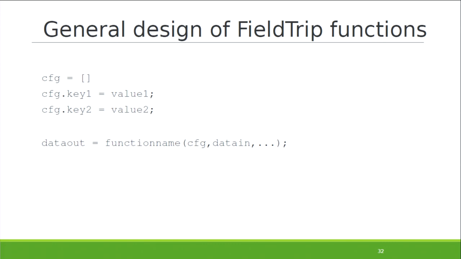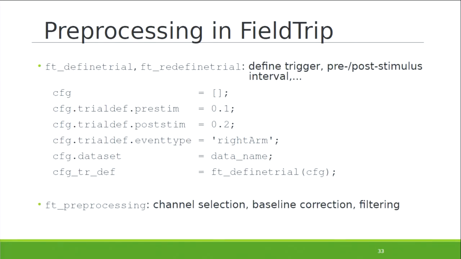And then you get this data out format. So if we look at the first step, we can use in FieldTrip the functions ft_definetrial and ft_redefinetrial, where you can define the triggers and the pre and post stimulus interval that you want to use. So this is an example of how it could look. Now we're interested in the first 100 milliseconds before the trigger and the 200 milliseconds after the trigger.